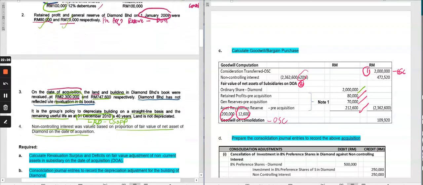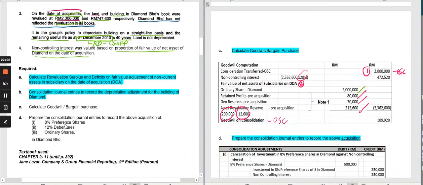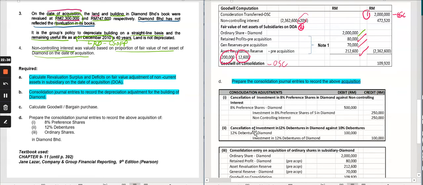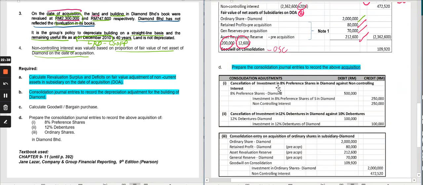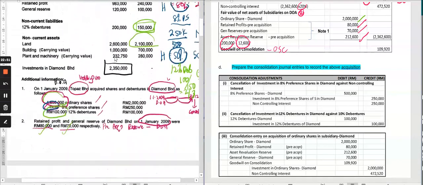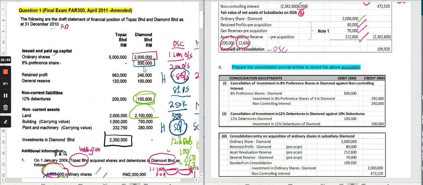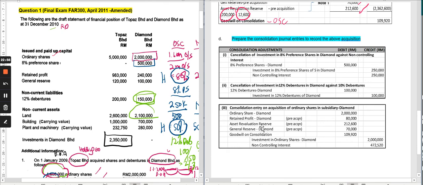So you are just going to do what is required. Now you are asked to prepare the consolidation journal entries, and when we do consolidation journal entries, you will also be able to know whether there is a goodwill or not. I start off with the consolidation journal for the preference shares. First, cancel off the investment in preference shares. Take the carrying value of the preference shares in subsidiary, 500,000, and cancel it off.